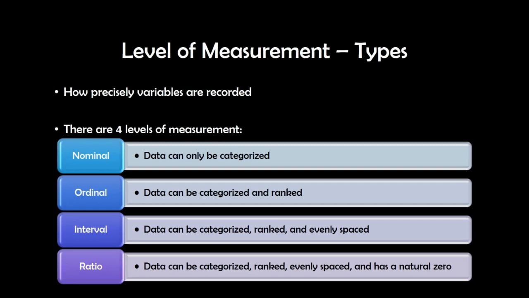Alright, so this one is the level of measurement. It is actually how precisely variables are recorded. So there are 4 levels of measurement. The first one is nominal, where data can only be categorized. Second one is ordinal, where data can be categorized and ranked. Then we have the interval data, where the data can be categorized, ranked, and evenly spaced. And we have ratio, where data can be categorized, ranked, evenly spaced, and has a natural zero.